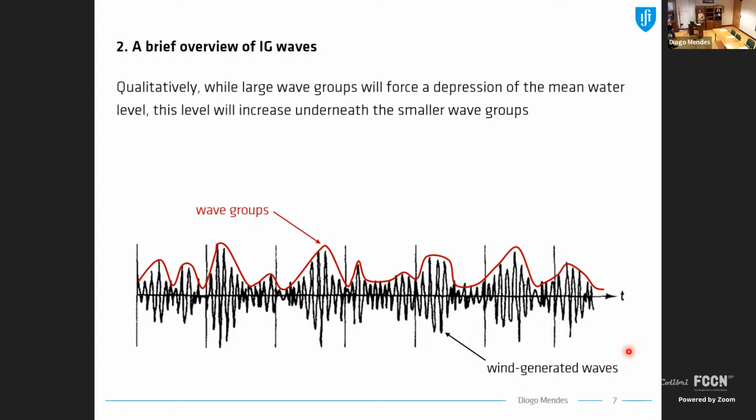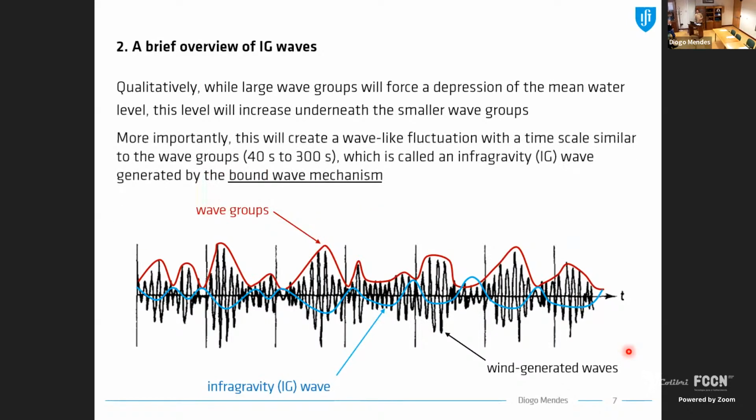So collectively, while large wave groups will force a depression of the mean water level, the mean water level will increase underneath the smaller wave groups. At the end, we get this kind of fluctuation with a larger time scale, which is called an infragravity wave. More importantly, this will create a wave-like fluctuation, but with a time scale similar to the wave groups. This kind of wave is called an infragravity wave generated by the bound wave mechanism. I will not go into details on other generation mechanisms. I will just keep here the bound wave mechanism.